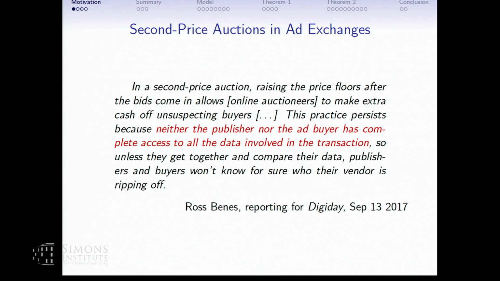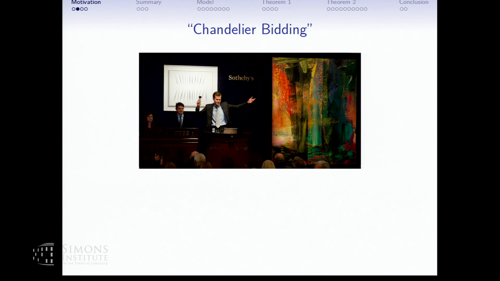Now, why can they get away with this? Well, it turns out that in ad exchanges, the bidders are very substantially anonymous to each other. You bidding on an individual impression don't know the identities of the other bidders, and you receive very little feedback about what's going on. Essentially, you're told whether or not you won the auction, and if you won, you're told how much you pay. Now, this is not only a problem in online auctions. This has been a problem for a long time.